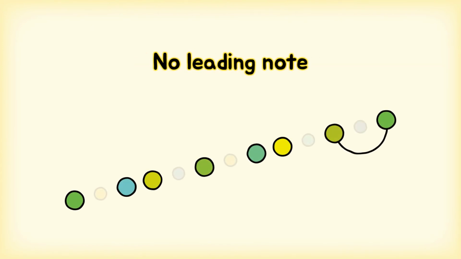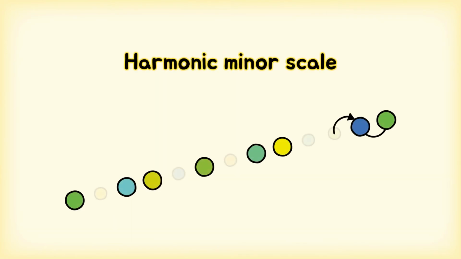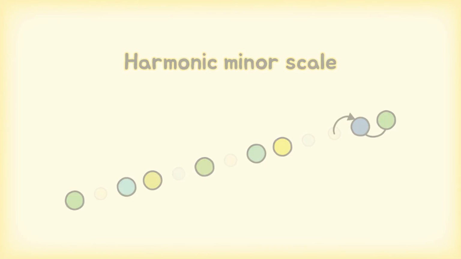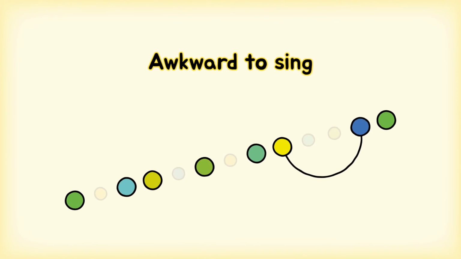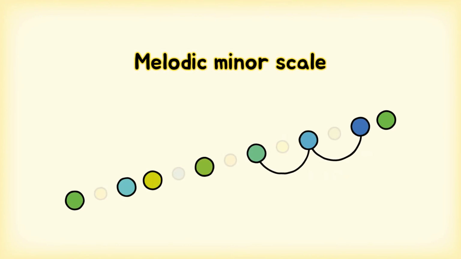In a natural minor scale, the seventh note is two semitones below the tonic, so it isn't a leading note. To solve this, we can raise the seventh note, turning it into a harmonic minor scale, which does have a leading note. But now we have an augmented step. These can be awkward to sing, so Western melodies often avoid them. To solve the melodic problem, we can use another scale, the melodic minor, to even out this interval.